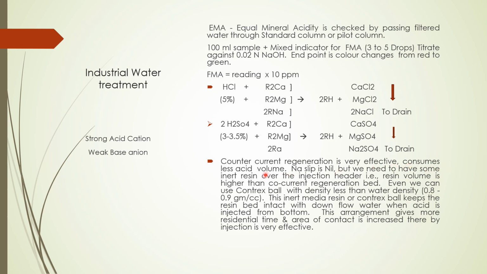It consumes less acid volume and sodium slip is nil, but we need to have some inert resin over the injection header. That is, the resin volume is higher than co-current regeneration, but we can even use contrast balls with density less than water. Density should be around 0.8 to 0.9 gram per cc.